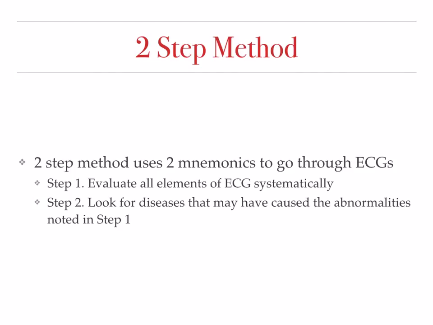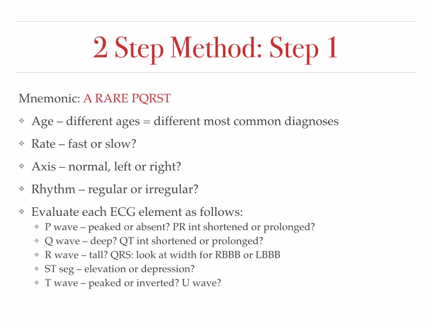So the second method we're going to observe is going to be the two-step method. The two-step method uses 2 mnemonics to go through the EKGs. The first step is going to be used to evaluate all elements of the EKG systematically, and the second step is going to look for diseases that may have caused the abnormalities noted in step 1. So for step 1, we're going to use the mnemonic A-RARE-PQRST.